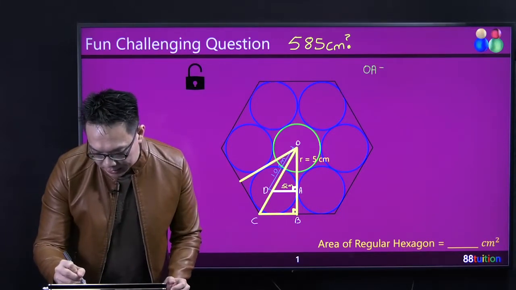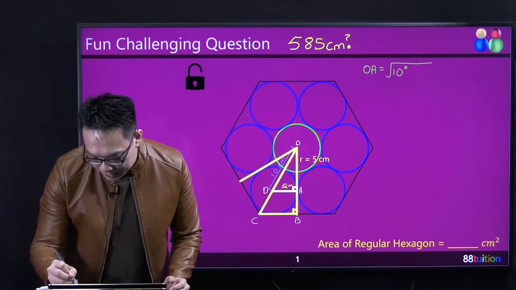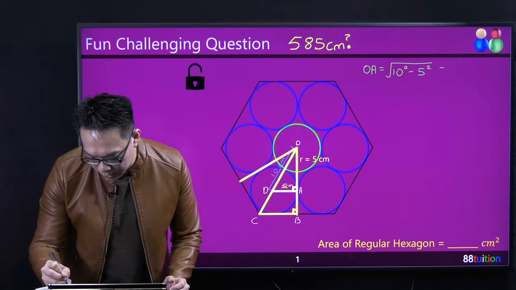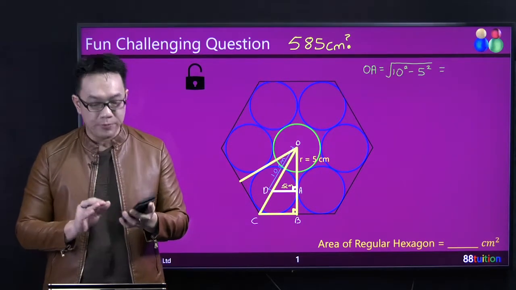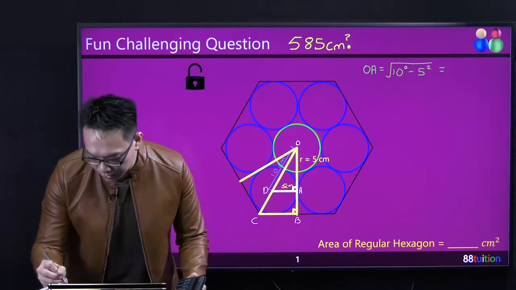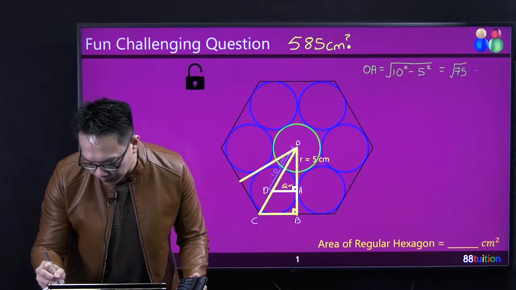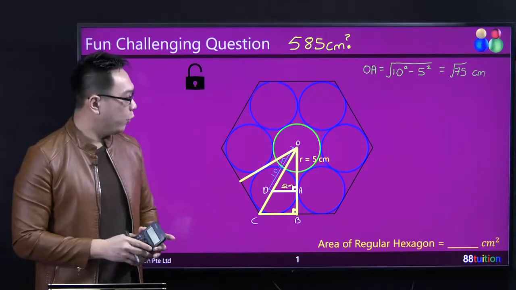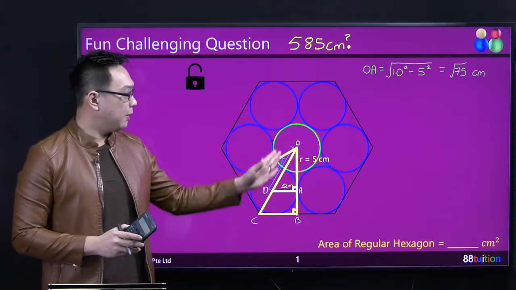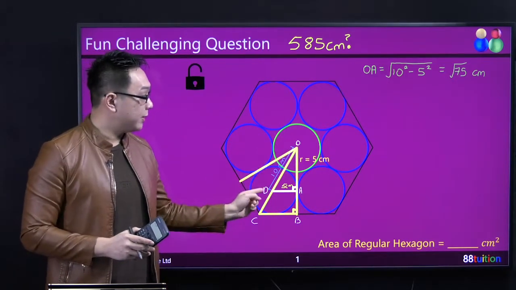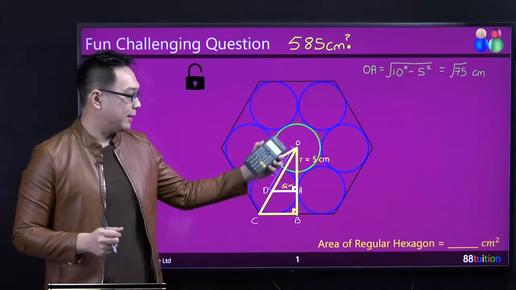Immediately you say that OA is equal to the square root of the long square, 10 square, minus the short square, 5 square. Press your calculator. 100 minus 25 will be 75 inside. So down here, let me present it as square root of 75. I don't want to press out the numbers, if not it's very long. So OA here is actually square root of 75. Taking the Pythagoras theorem rule, 100 minus 25, inside is still 75, and the square root of it is the length of OA.